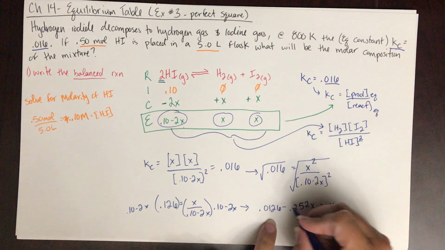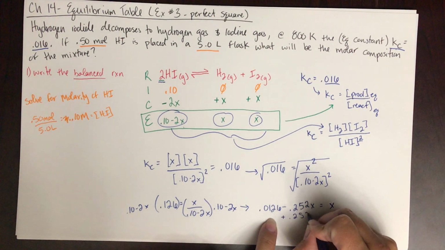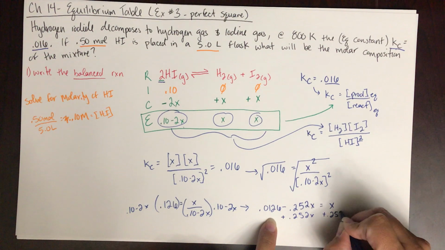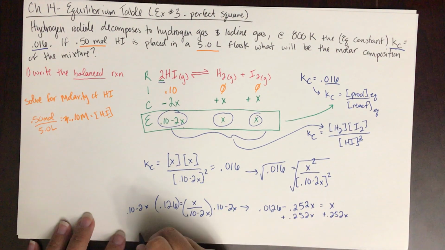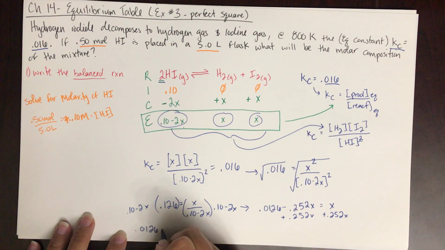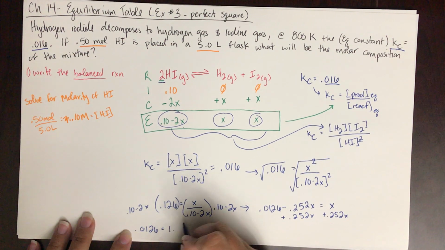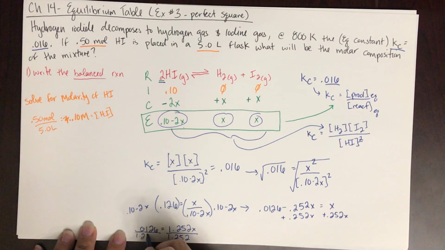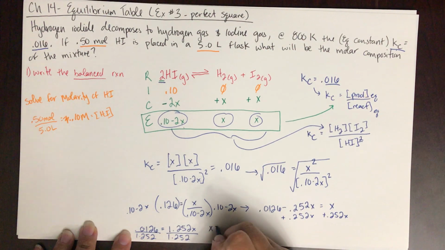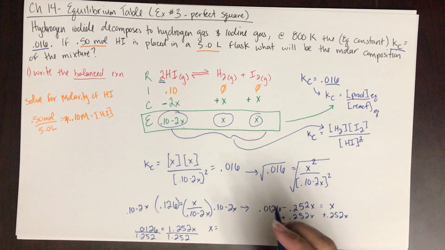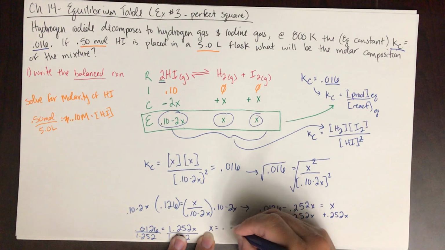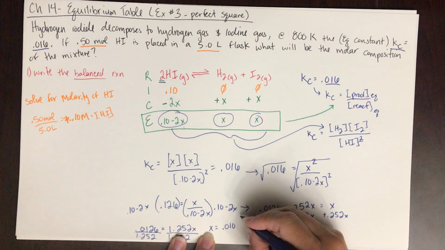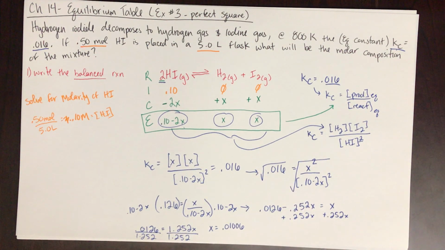So now I'm going to move this to the other side, plus 0.252x on both sides. I'm just going to bring this all down here. I'll say 0.0126 equals 1.252x, because remember this x is 1x. So now I'm going to divide both sides by 1.252, and I'm going to get that x equals 0.01006. That's what x is.